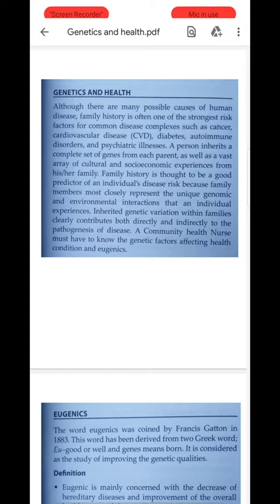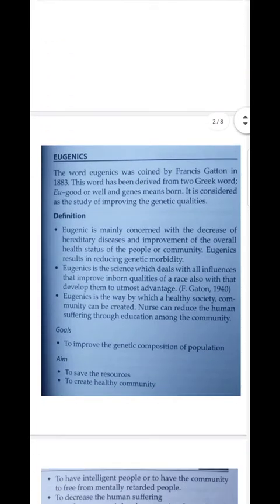So, that's why a community health nurse must have knowledge of genetic factors affecting health conditions and of eugenics. So, what is eugenics? Eugenics is a word coined by Francis Galton in 1883. It's a Greek word. Eu means good or well, and genes means born. So, it's the study of improving the genetic qualities.